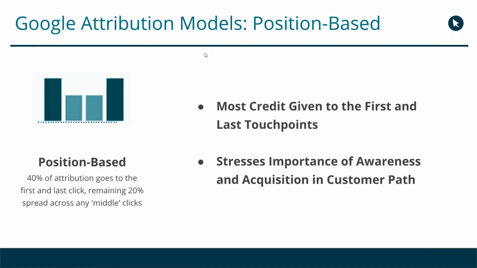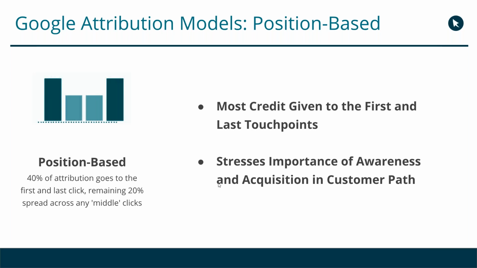All those middle ones are important too, but if you want an advanced model that is not simply linear, this is a good way to give a little bit more credit to first and last, because we know those are intuitively a little bit more important. The first one is obviously huge because you need to know how you originally got that person in the door. The last one is huge because it ultimately compelled them to make a decision. And then those middle ones are important too, so they get a little bit of love in there as well.